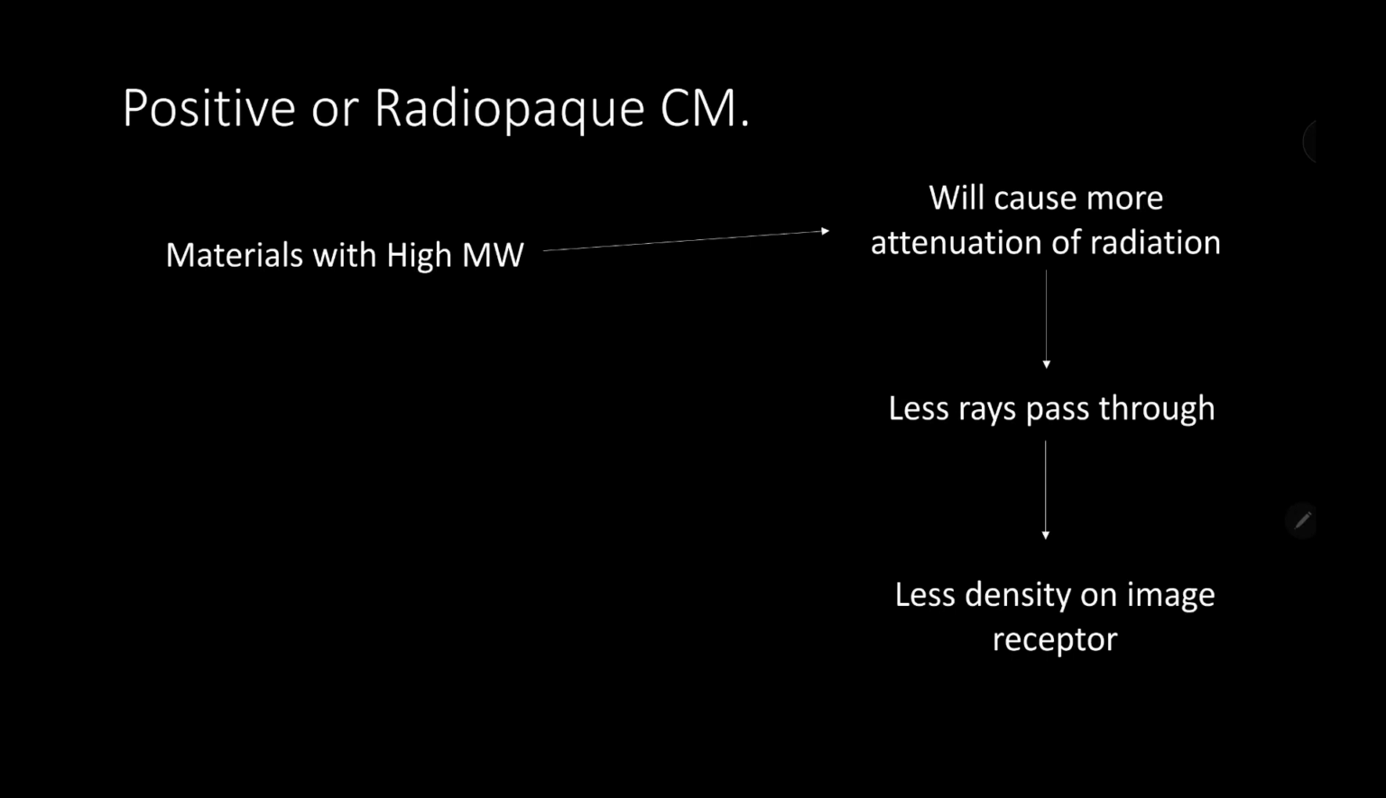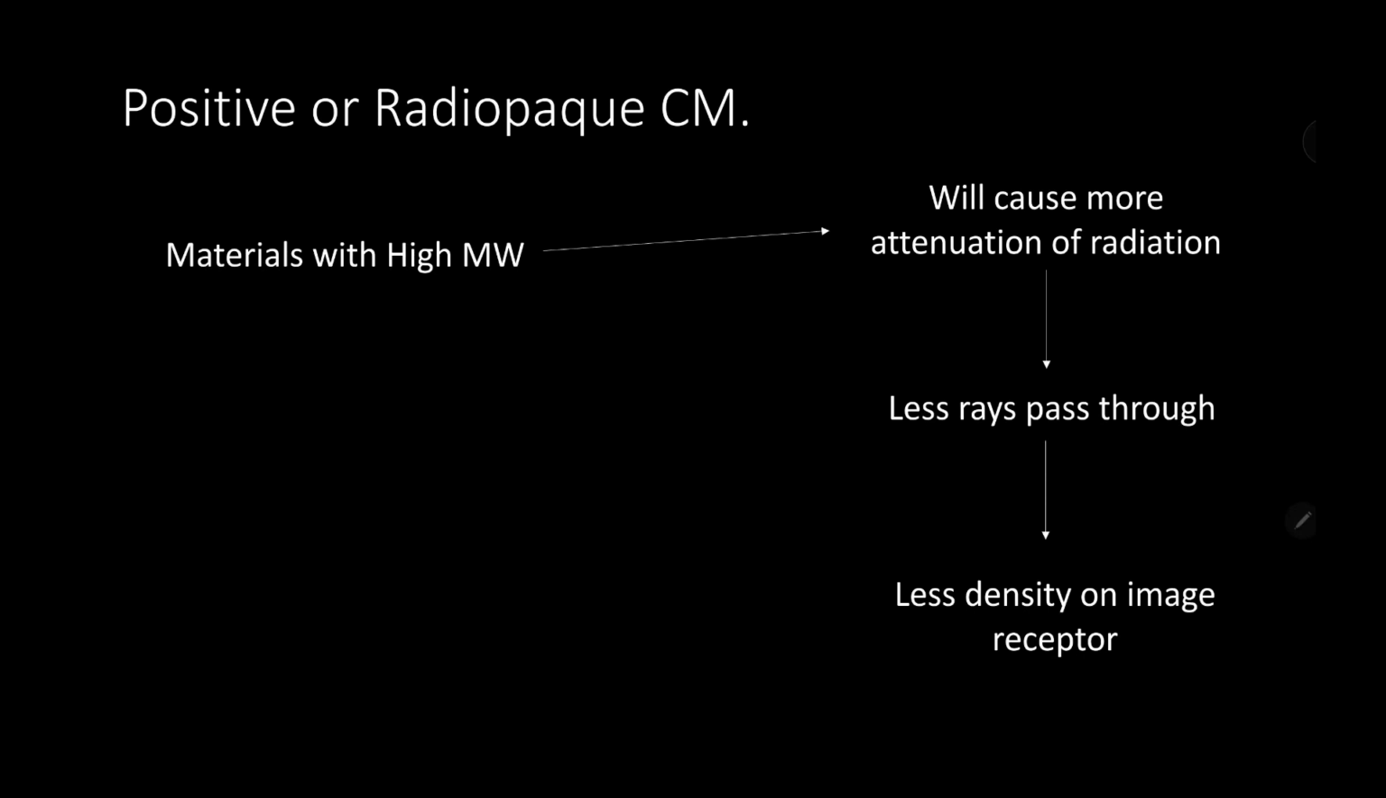Now let's talk about positive contrast agents, that is the radiopaque contrast agents. Because of their high atomic numbers, positive contrast agents cause an increase in the attenuation of X-rays. They have high molecular weight, and they also have high atomic numbers. Because of that, it will cause much more attenuation of the radiation, meaning that much fewer rays pass through the target itself, meaning that far fewer receptors are activated. So the target, the object itself, will appear bright, that is, much more radiopaque, therefore increasing the contrast.